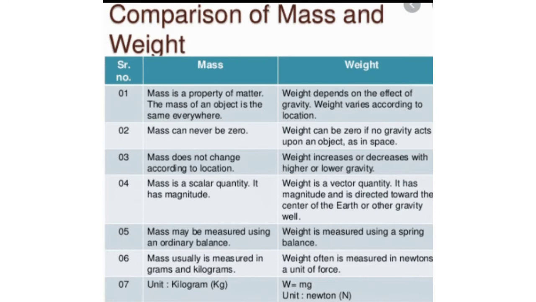Weight is a vector quantity because it has magnitude and is directed toward the center of the earth. Mass may be measured using an ordinary balance or beam balance. Weight is measured using a spring balance.